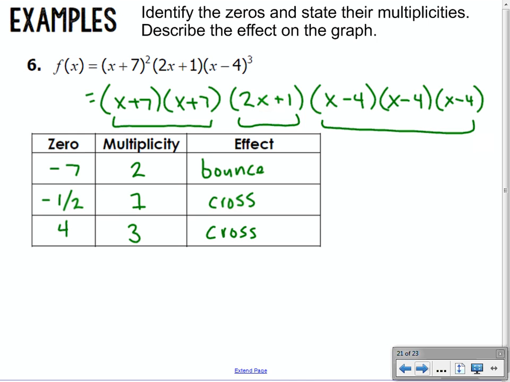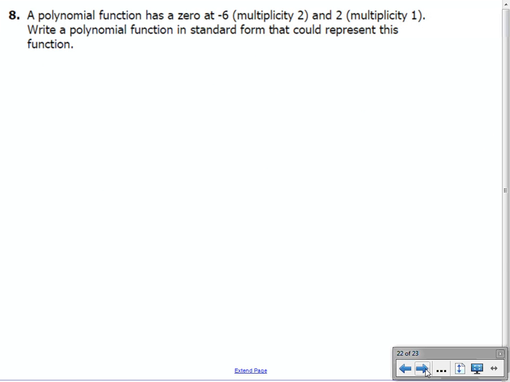So the last example that I want to show you in this video is how we can actually write a polynomial function that represents a specific graph, and we can do this just using the zeros and their multiplicities. So the idea is this. If I have a 0 at negative 6, multiplicity of 2, that means I have two factors that give me that 0. Well, the factor that would give me a 0 at negative 6 would be x plus 6. That would be the factor that I would set equal to 0 to find that particular 0.